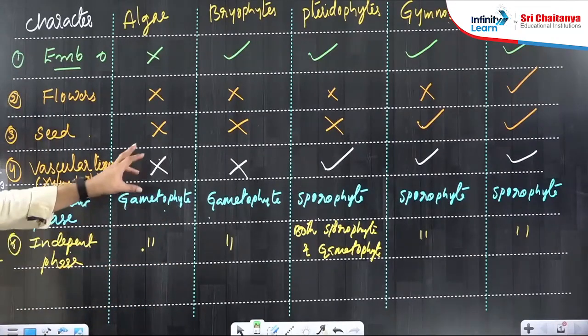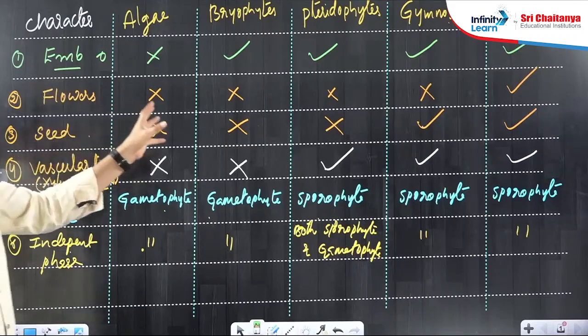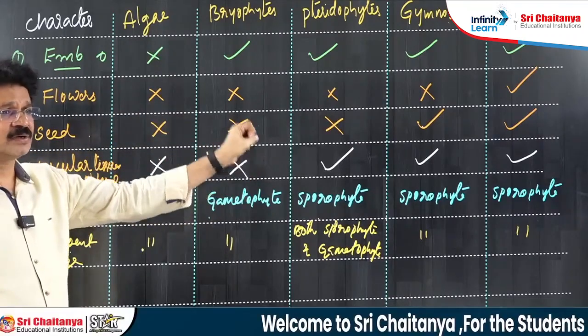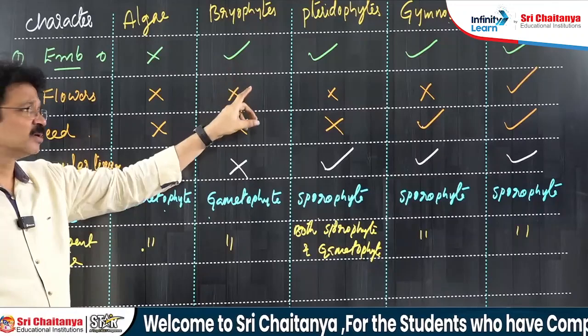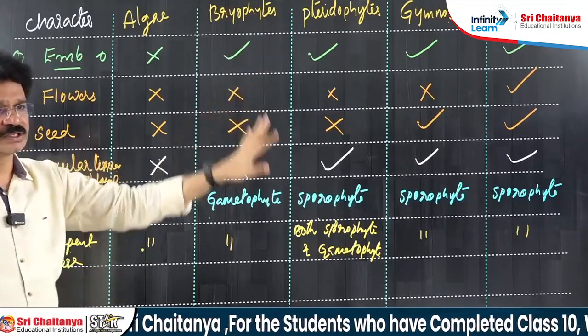Okay, it is a comparative account. We can make several questions by using the data given in this table. That's why it is very, very important. You must note down this table.